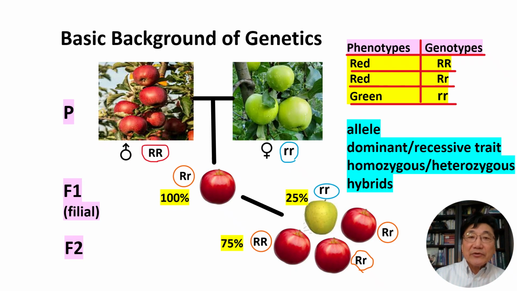Genetics is the theoretical foundation of breeding. So I'd like to explain the basic background of genetics through a hypothetical example. Let's imagine there are two trees. One produces red fruit and the other produces green fruit. When these two different types of trees are crossed, the resulting new variety produces red fruit only.